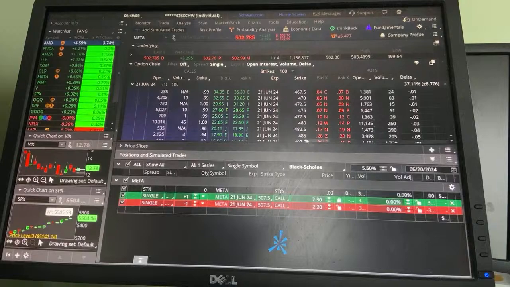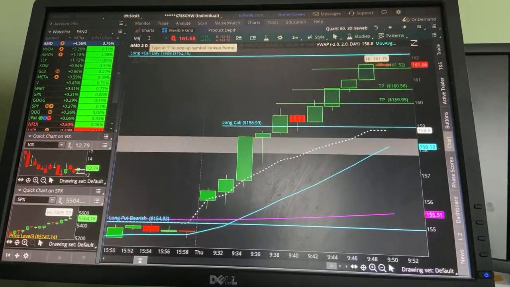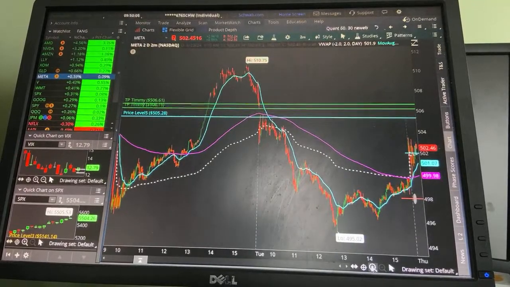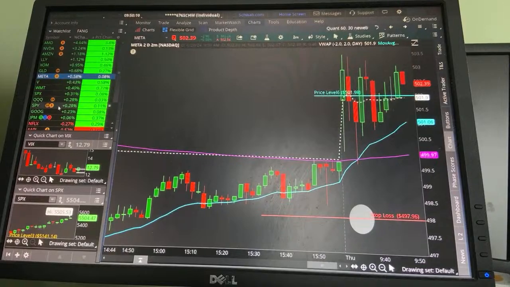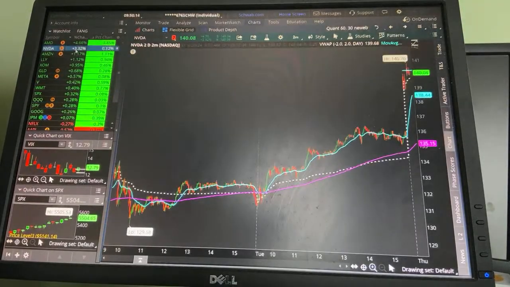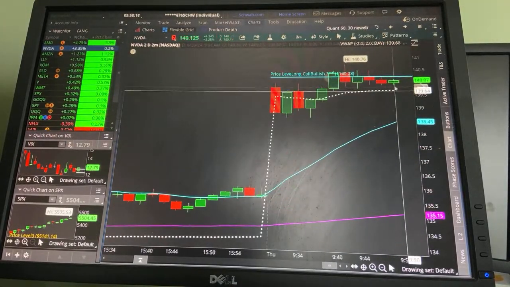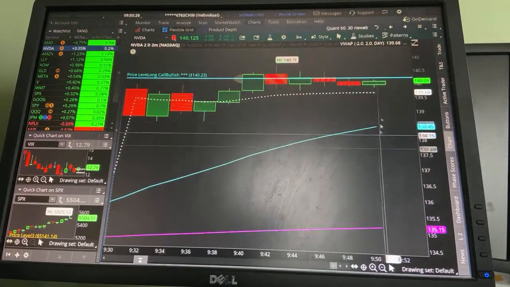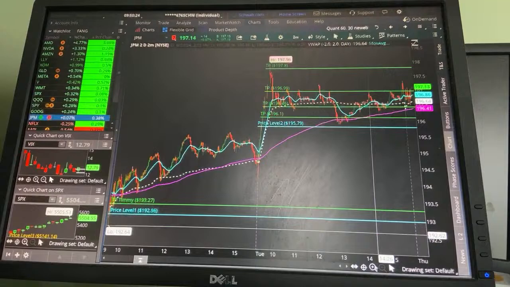Meta is at break even, give or take, down 10, 15 cents. Still trying to think about what it wants to do here. It's above our entry price, but theta is going to be an issue. So Meta needs to do something there. We'll see if this basing in the video above VWAP can pop. We'll see. JP Morgan trying here.